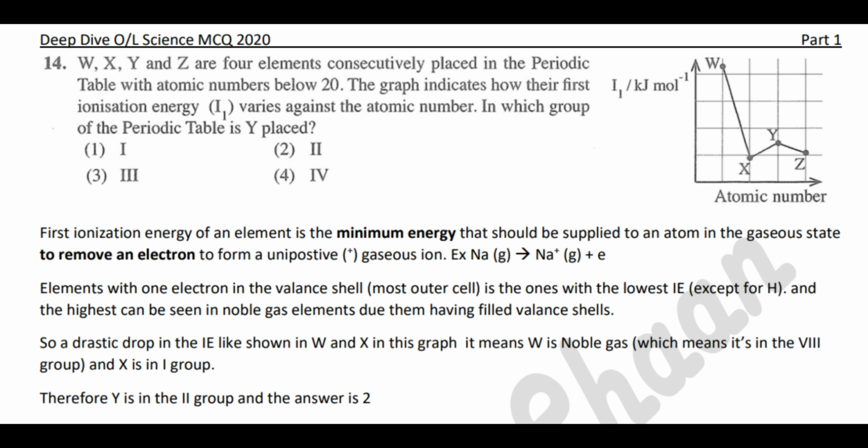So a drastic drop in ionization energy, like showing W and X in this graph, means W is a noble gas, because in our 20 elements, the highest ionization energy is in the 8th group, lowest in the 1st group. So there's a huge gap between the two. It's safe to assume that the highest one is a noble gas, 8th group, then the next one is in the 1st group. So by W being in the 8th group, X becomes the 1st group. So we are asking what Y is, so it becomes the 2nd group. Okay.